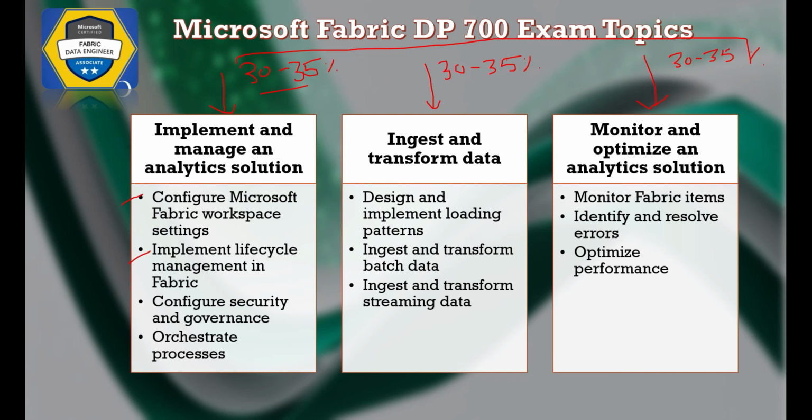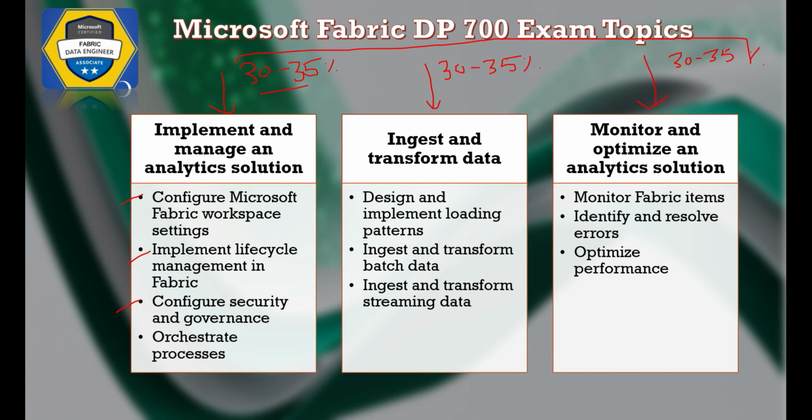Okay. And another important thing is configure security and governance. If you take the example of DP 203, as a data engineer you were not given much weightage for topics like security and governance. But when it comes to Fabric, even though it is a data engineering certificate, you are getting some questions, and Microsoft is expecting you to know the security and governance concepts.